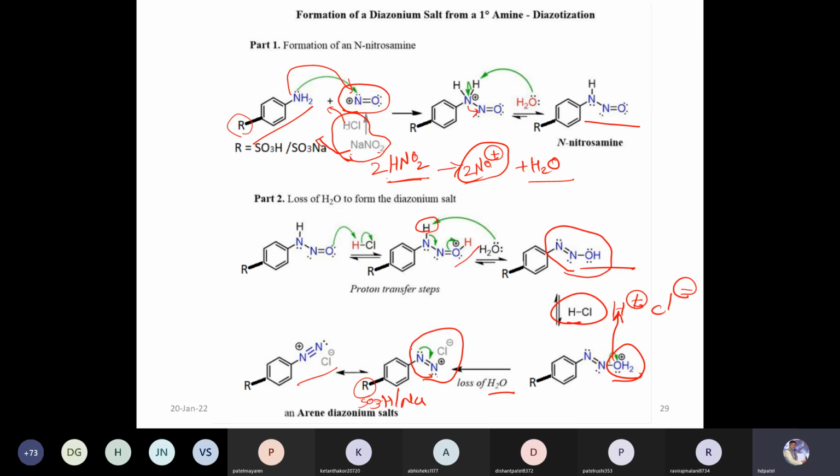Now, as we have discussed, we have to maintain the temperature at 0 to 5 degrees centigrade throughout the reaction. If we do not maintain the temperature, then what happens? First of all, breaking of this nitrous acid will take place and it will convert into NO plus NO2. When it converts into NO plus NO2, there is a loss of this 2.